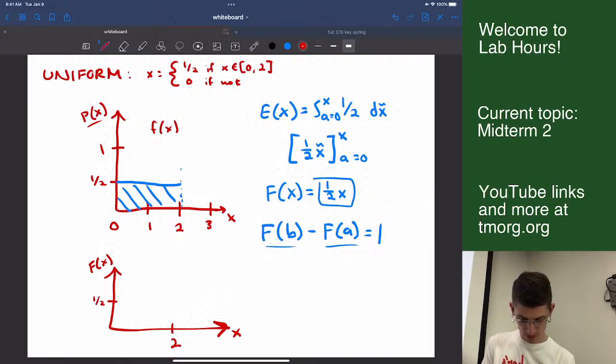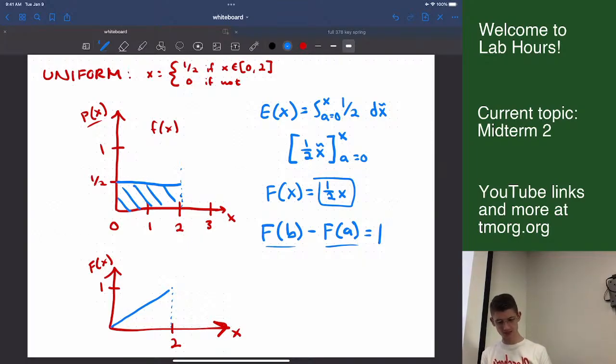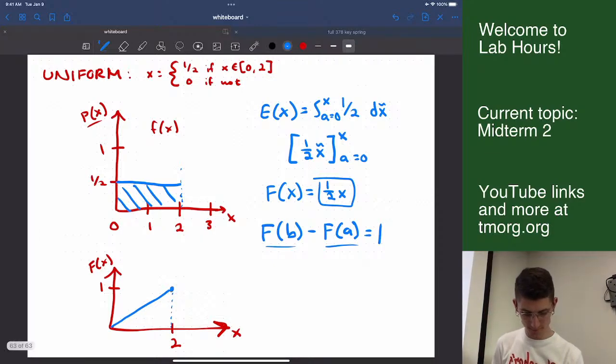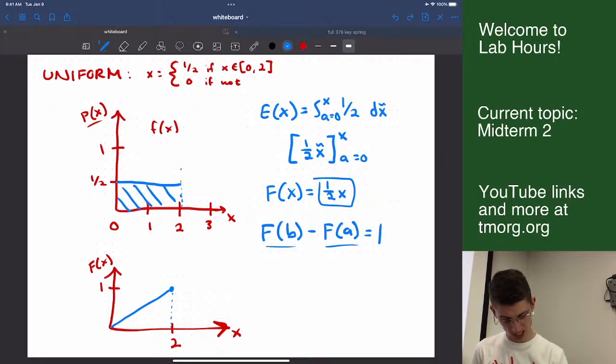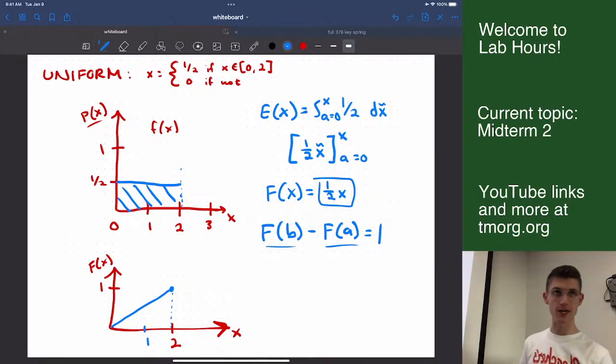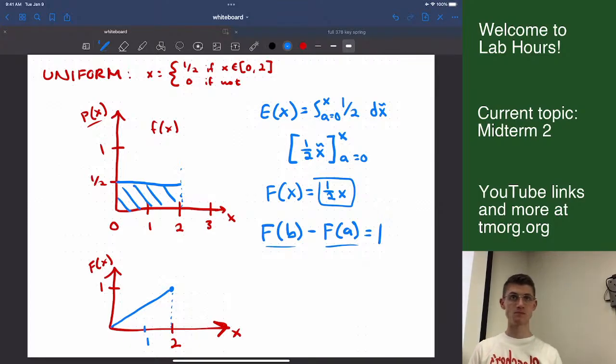Nope, it's like this. This graph looks like this. Wild guess, why the value of it is 1 when it hits 2. Well, here's a fun question for you. If I plug in x equals 1 to my big F of x, what do I get? 1/2.